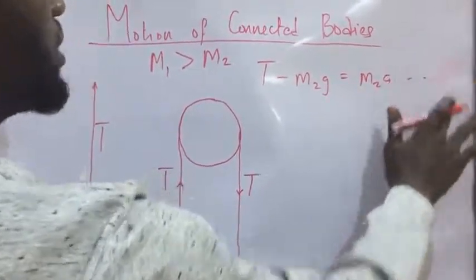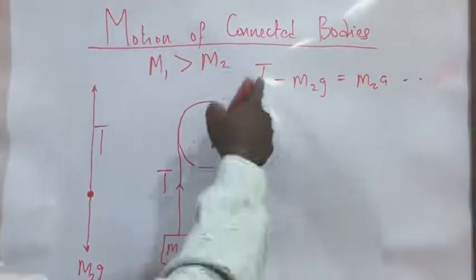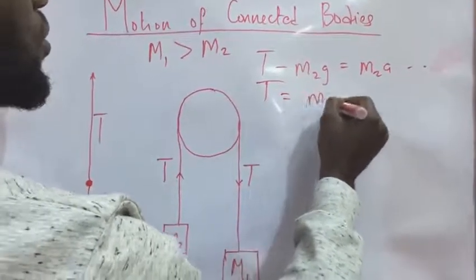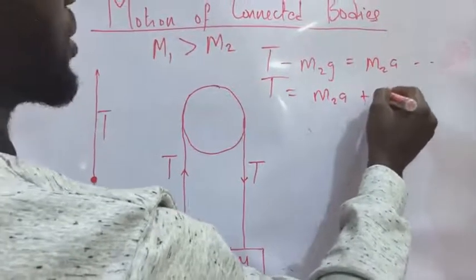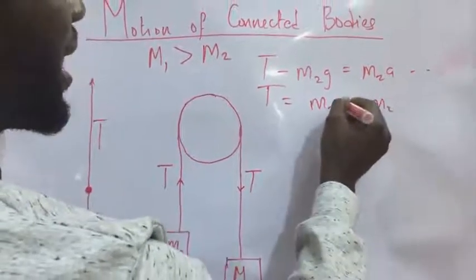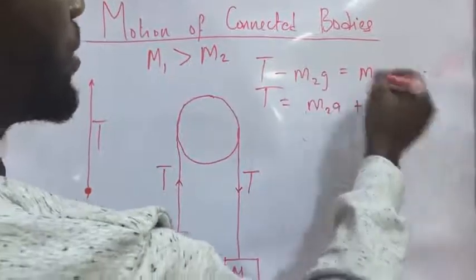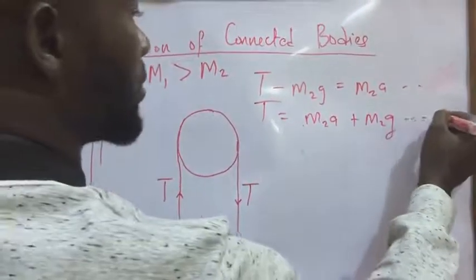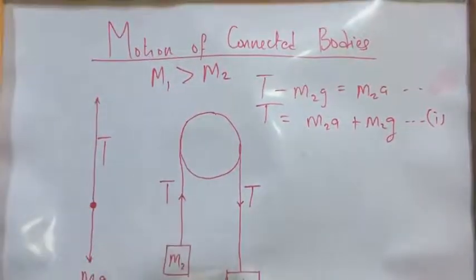As a result of that, T minus M2G must equal M2A. Instead of calling this equation 1, let me make T the subject of the formula. So T is equal to M2A plus M2G, and I will call this equation 1.